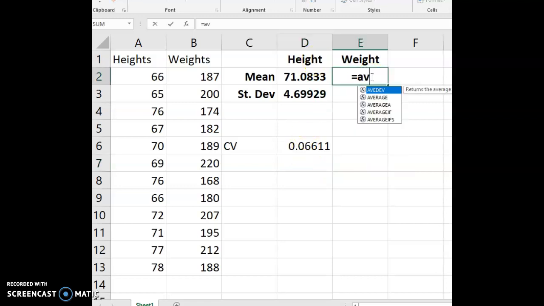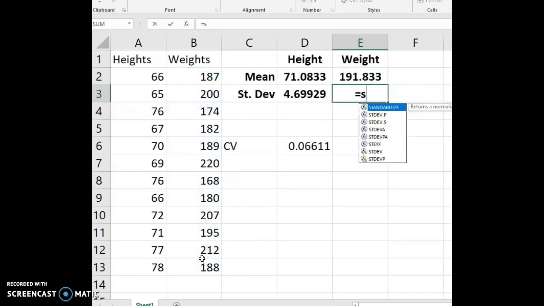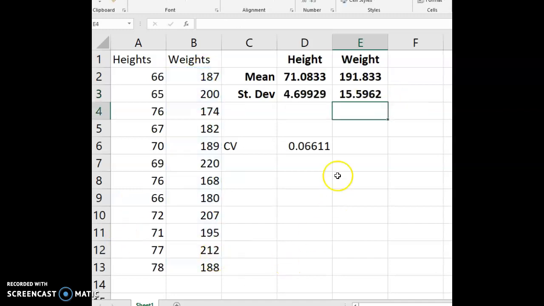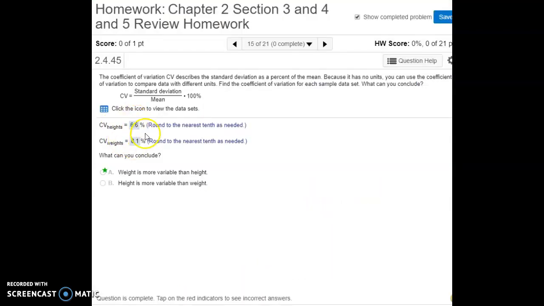And then with weight, we want to do the same thing, equals average of all the weights, equals standard deviation dot S of all the weights. And we again want to take the standard deviation and divide by the mean for the weights. And to convert those to percentages, you want to slide the decimal point 2 spots over to the right, so 6.6% and 8.1%. And those are our 2 coefficients of variation. The one is larger than the other, which means that weight, that data has more variation than the other.